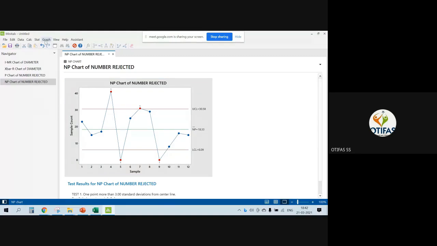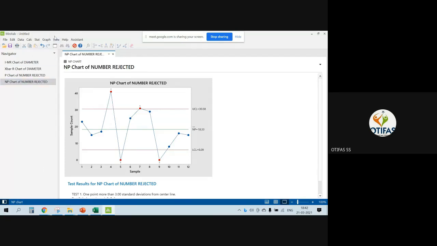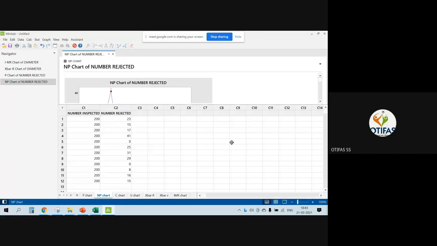Clear? Now let's go to the C chart and U chart. What are we using the C chart and U chart for? P and NP charts are used for defectives, the proportion defective. How many, what percentage of pieces are rejected? Now, C and U charts are not about units rejected. They are about the total number of defects.